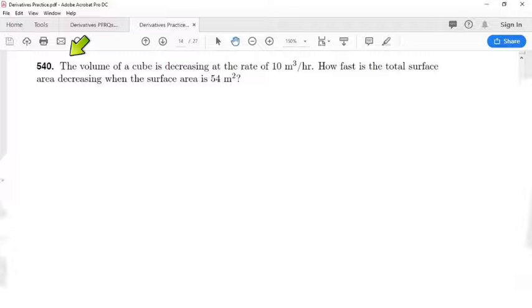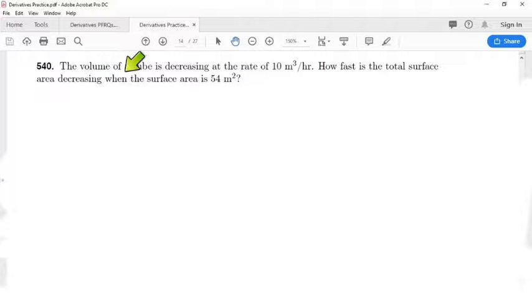Okay, here we go. The volume of a cube. Now, when I start doing these problems, I start trying to identify variables right away. If I identify all my variables, for some reason, it sometimes triggers something, and I'm able to figure out the pathway out of this problem to get the answer.